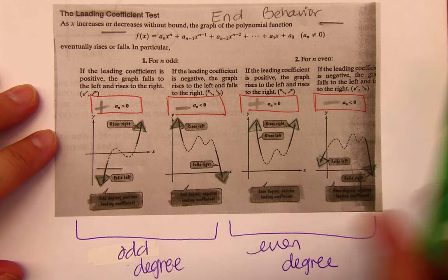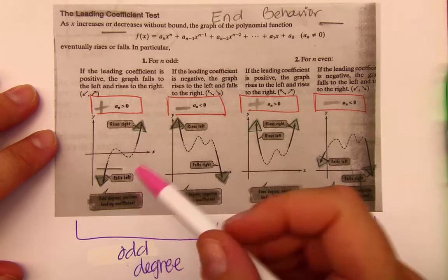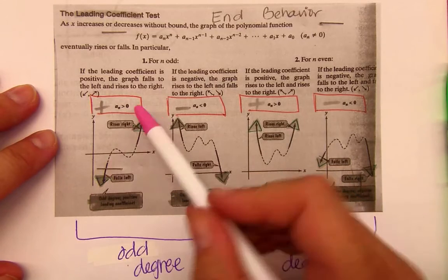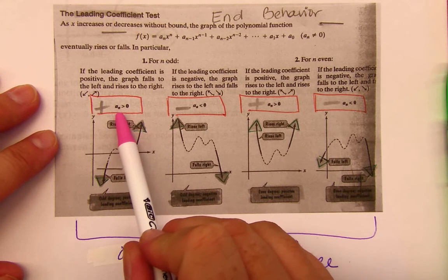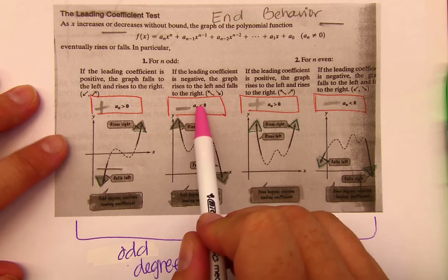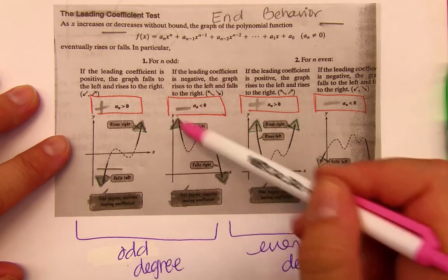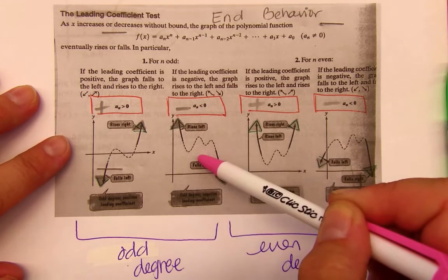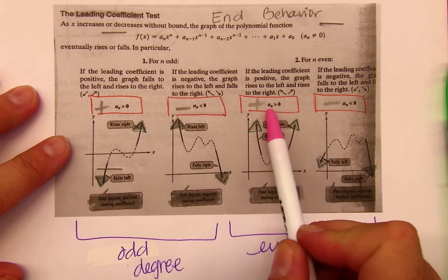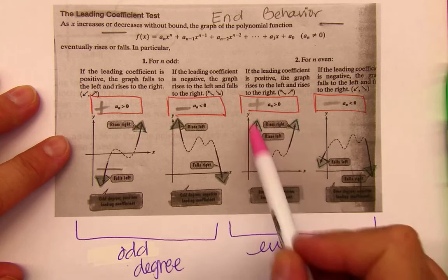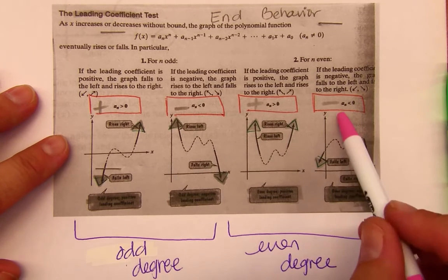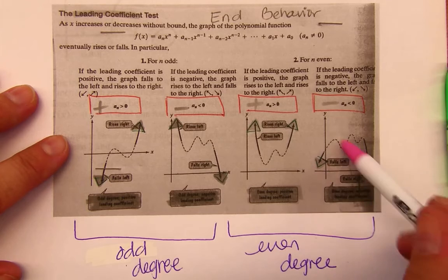Now the other thing we want to pay attention to is which direction our function is running. Notice this function is running in a positive direction. That means our a value, our leading coefficient, is greater than 0. If our leading coefficient is less than 0, then our function is running in a negative direction. Now, same thing with even degree. If our leading coefficient is positive, then both arrows are pointing up. But if we have our leading coefficient being less than 0 or negative, then both arrows are pointing down.